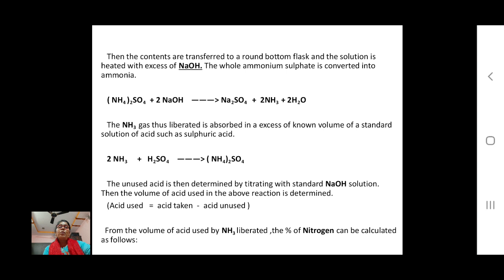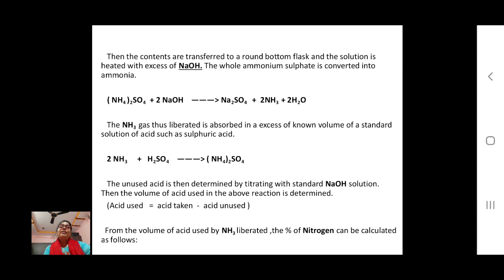We don't know how much ammonia is produced, that's why we have to take acid in excess, but the strength of the acid must be known. That is a standard solution of acid such as sulfuric acid. Any other acid such as hydrochloric acid can also be taken.